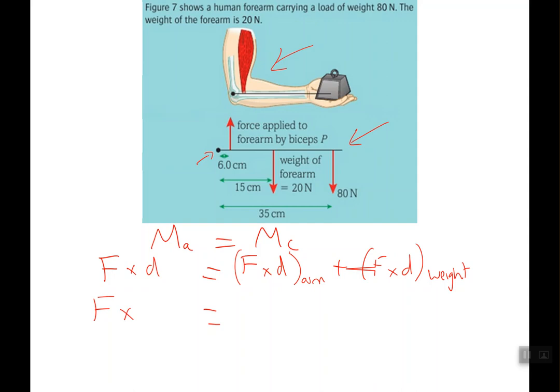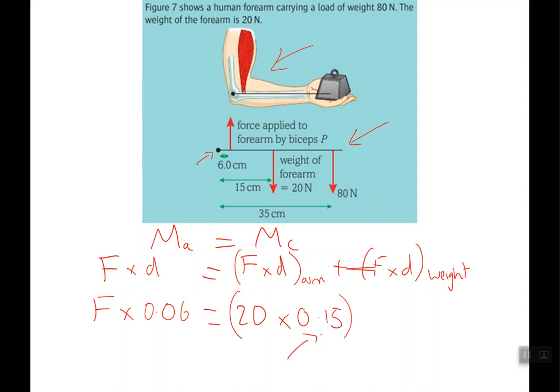So let's change that into meters straight away. To do that, you divide it by 100, so that would be 0.06. Apologies for this, my pen keeps doing that. There we go. The force of the arm and the force of the weight. So let's talk about the actual force of the arm, which is the weight of the arm. That's 20 times 15 centimeters, which is 0.15.